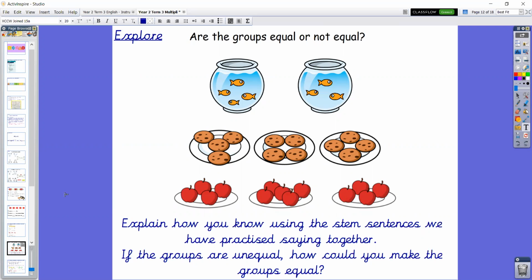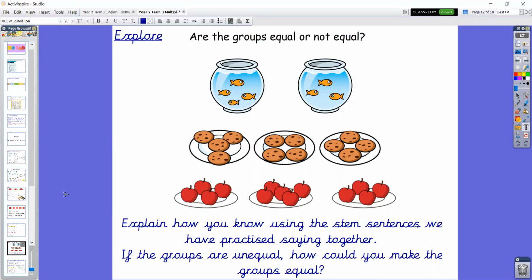So if we have a look, first of all, at the fish in the fish bowls, we're going to be thinking about whether the groups are equal, meaning that they have the same amount in each group, or not equal, so there's not the same amount in each group. So first of all, I know I need to identify how many groups there are, and I'm going to practice using the STEM sentences that we've been saying together.